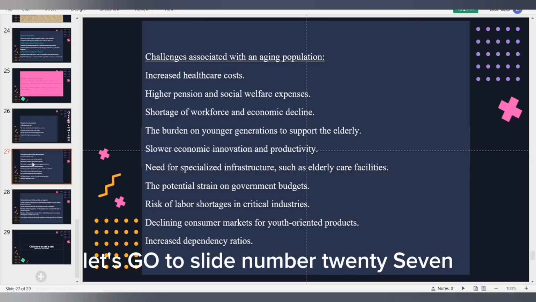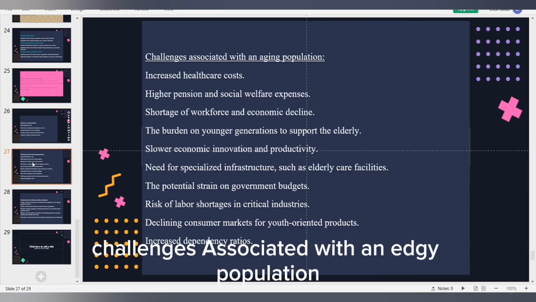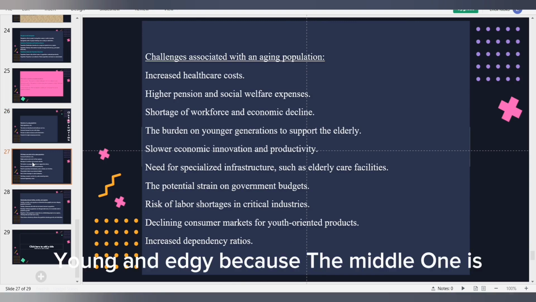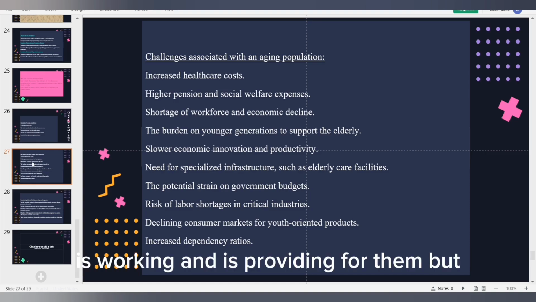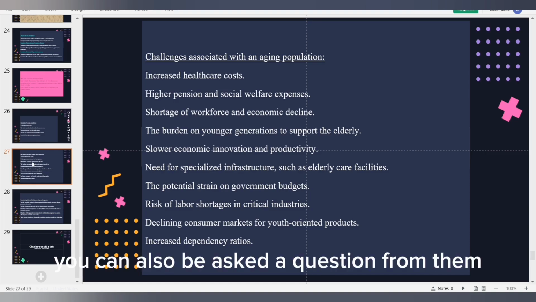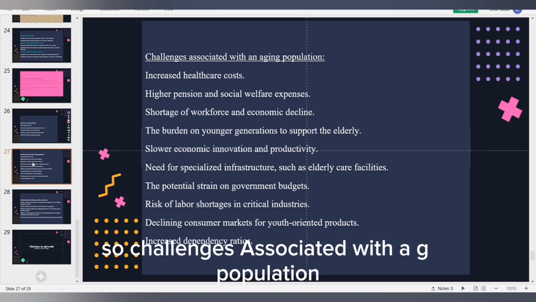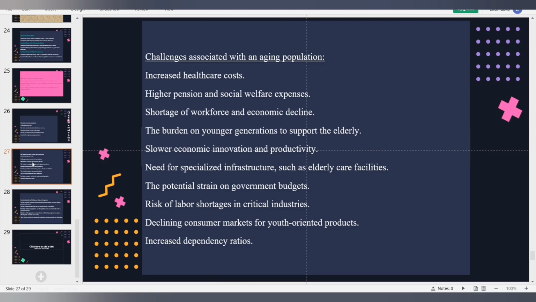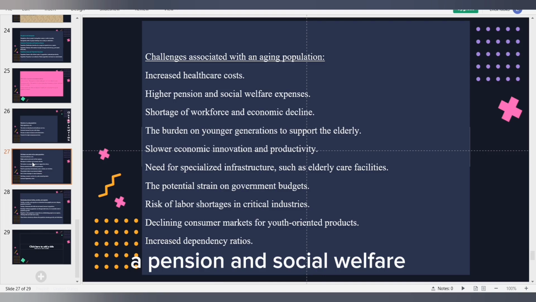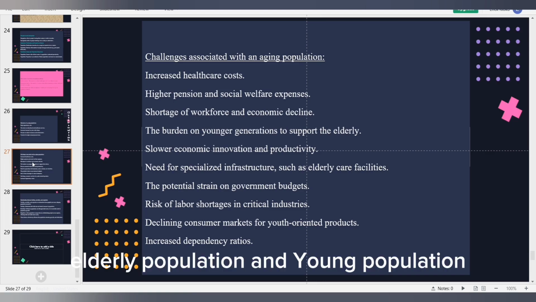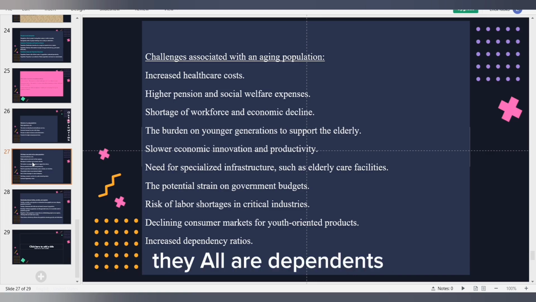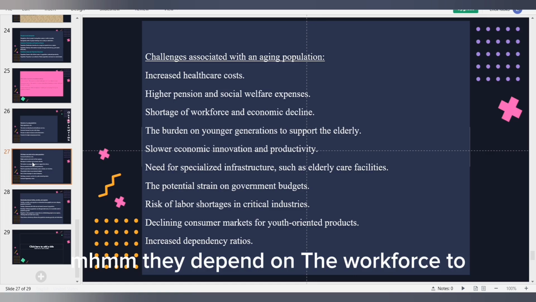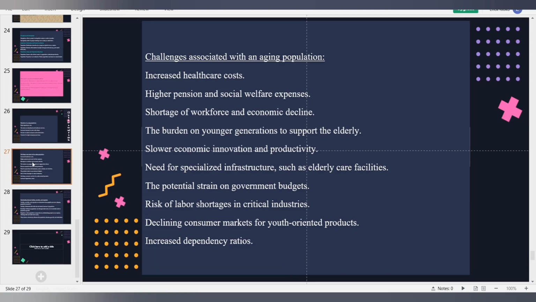Let's go to slide number 27. Challenges associated with an aging population. Mainly they ask about young and aging because the middle group is working and providing for them. But you can also be asked a question about them. Challenges associated with the aging population: increased healthcare cost, high pension and social welfare. And by the way, both the aging population and the young population are dependents. They depend on the working population.